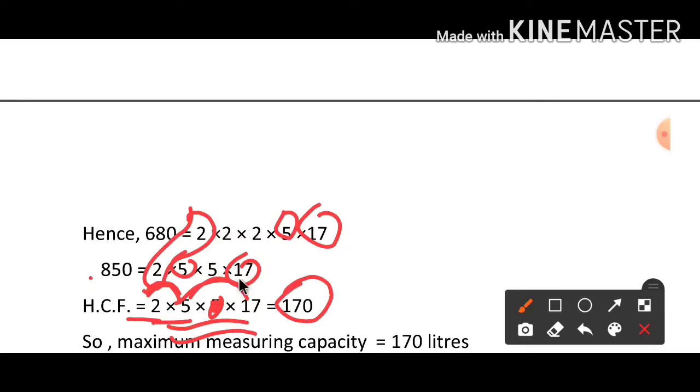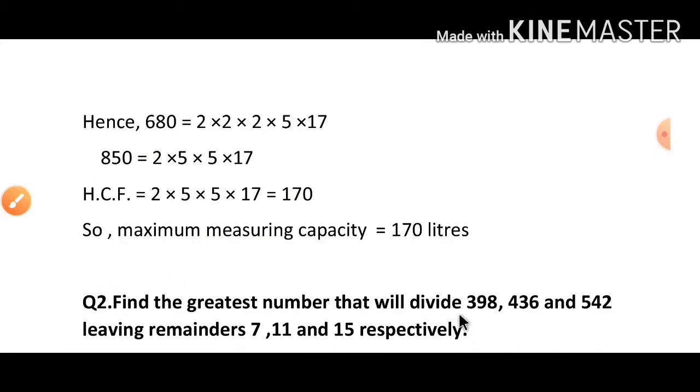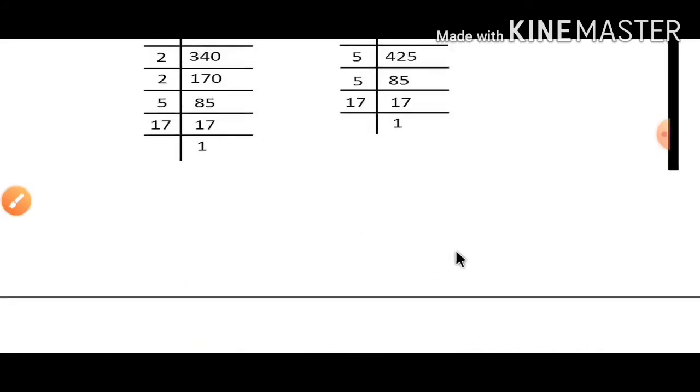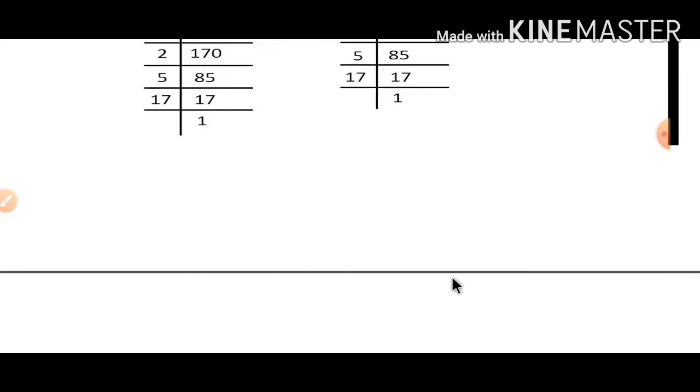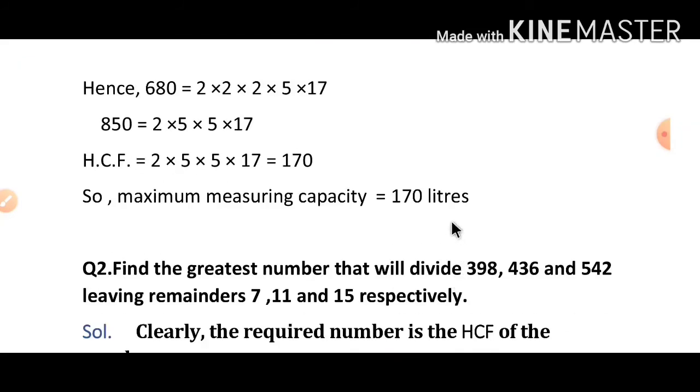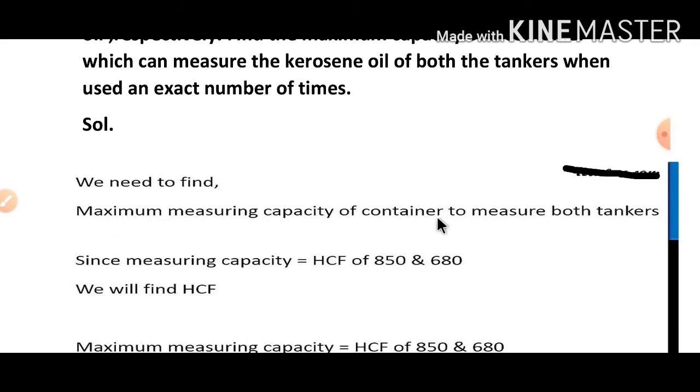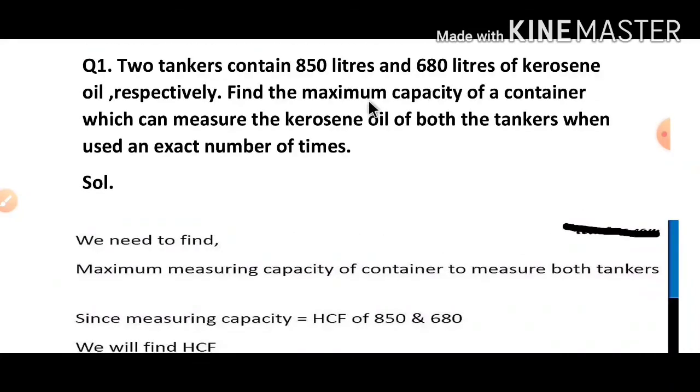So you can see that the maximum measuring capacity of both the tankers is equal to how many liters? 170 liters. It means both can contain 170 liters of petrol. Then we can use an exact number of times for both the tankers for kerosene oil.